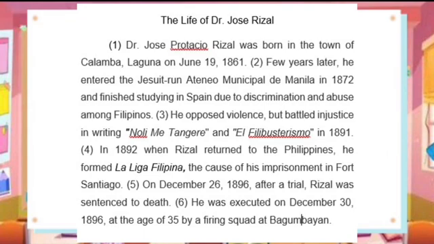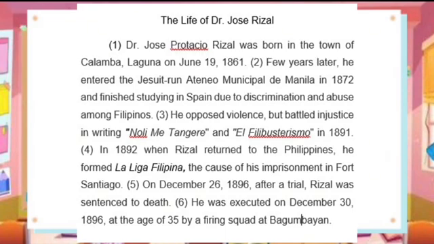This is the correct sequence of events of the life of Dr. Jose Rizal. Dr. Jose Protasio Rizal was born in the town of Calamba, Laguna on June 19, 1861. A few years later, he entered the Jesuit-run Ateneo Municipal de Manila in 1872 and finished studying in Spain due to discrimination and abuse among Filipinos. He opposed violence, but battled injustice in writing Noli Me Tangere and El Filibusterismo.